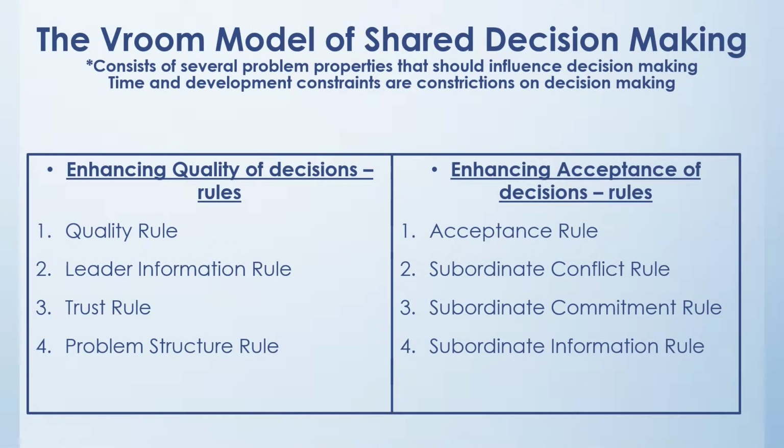The Vroom model of shared decision-making consists of several problem properties that should influence decision-making: time and development constraints are constrictions on decision making. We've got enhancing quality of decisions and rules: one is quality rule, two is leader information rule, three is trust rule, and four is problem structure rule. Then you have enhancing acceptance of decisions and rules: acceptance rule, subordinate conflict rule, subordinate commitment rule, and subordinate information rule.